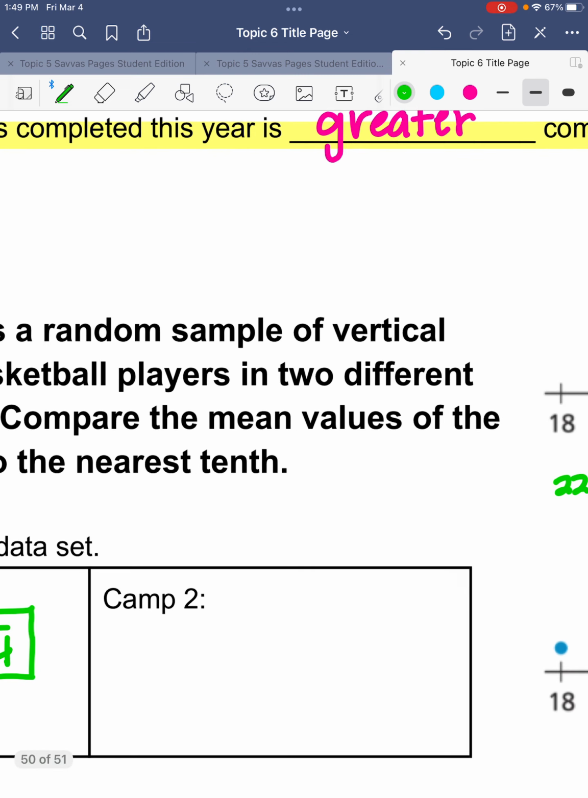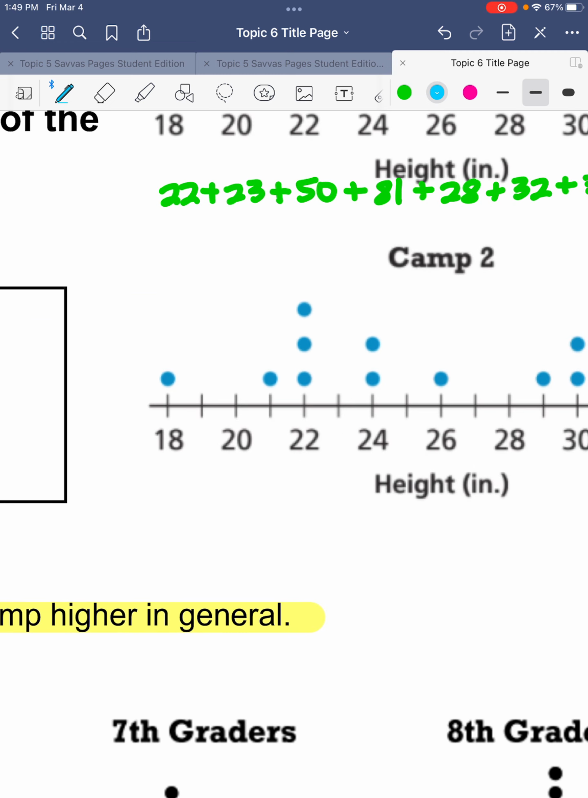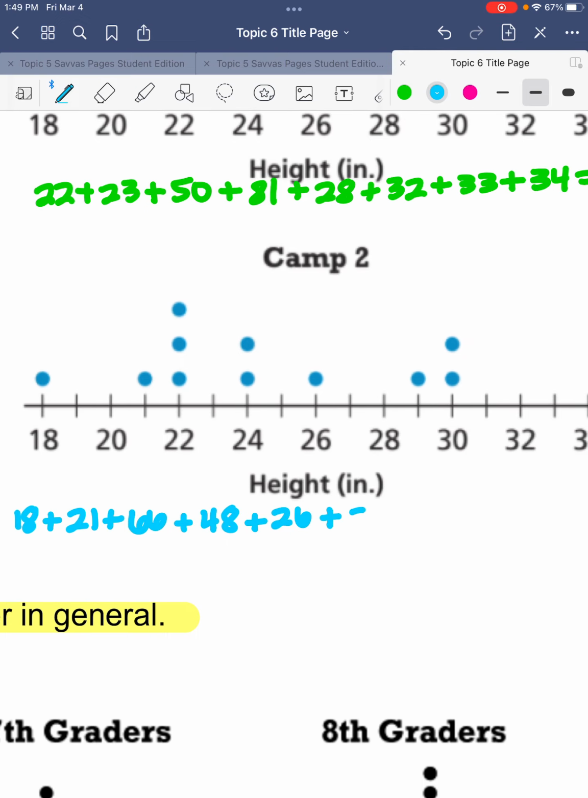Now, let's find the mean for camp 2. So I'm going to do the same thing. So my first data point is 18. My second data point is 21. And then I've got 3 data points at 22. So 22 times 3 is 66. I've got 2 data points at 24, which is 48. I've got 1 at 26. I've got 1 at 29. And I have 2 at 30, so that's 60. When I add all of that up, I get 268.